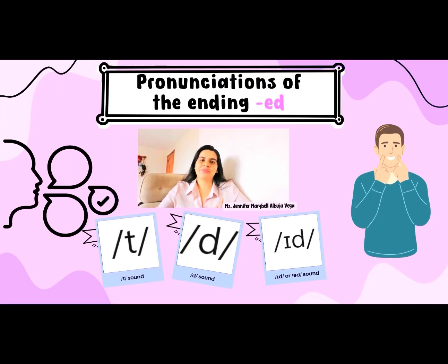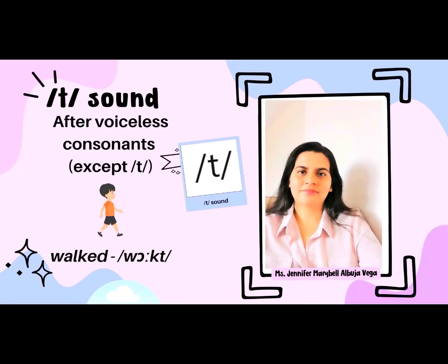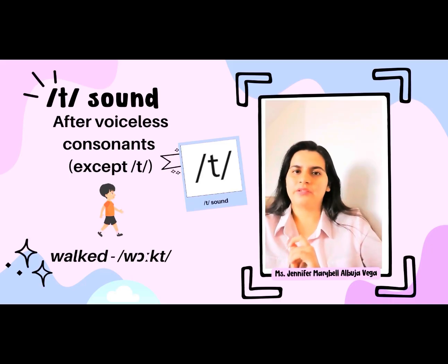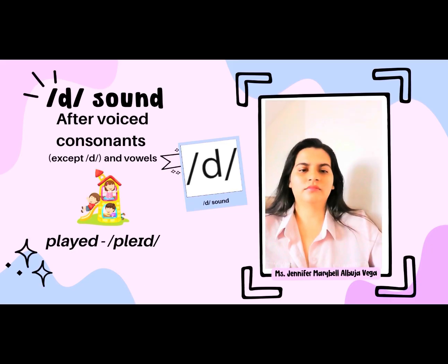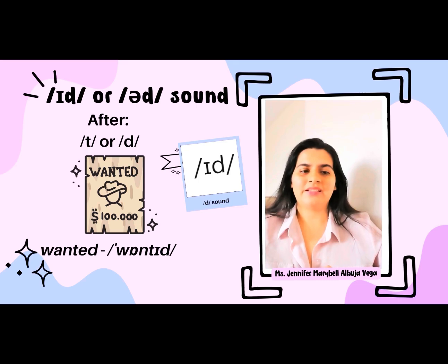Now the pronunciations of the ending -ed. The T sound goes after voiceless consonants except for the letter T, for example, walked. The D sound goes after voiced consonants except for D and vowels, for example, played. The id or ed sound goes after T or D, for example, wanted.